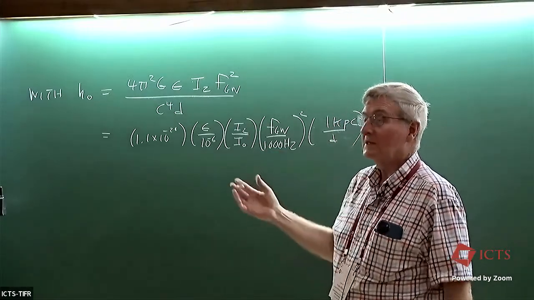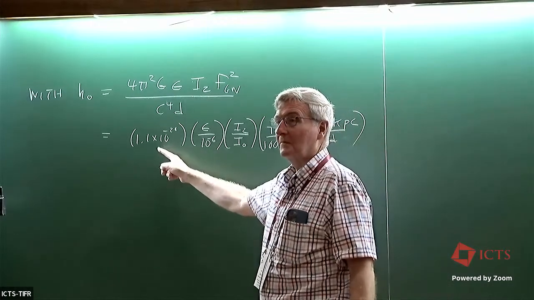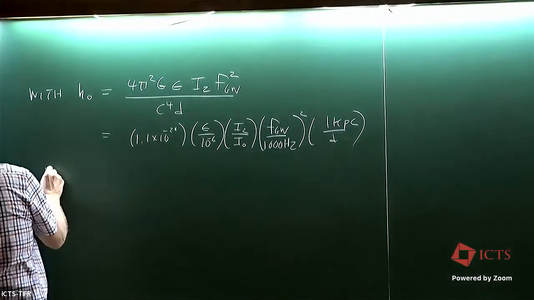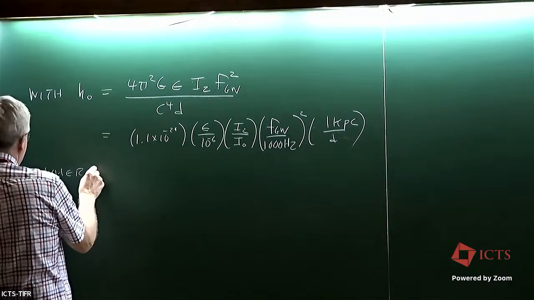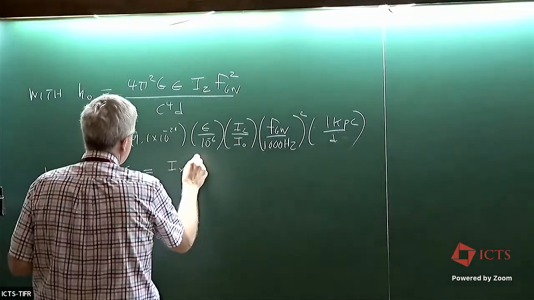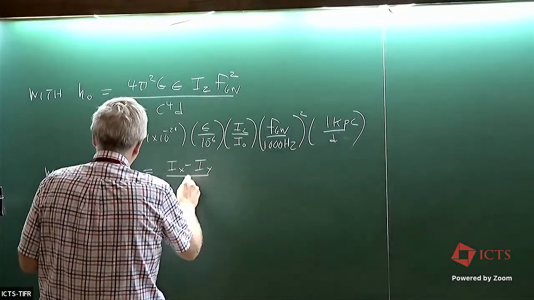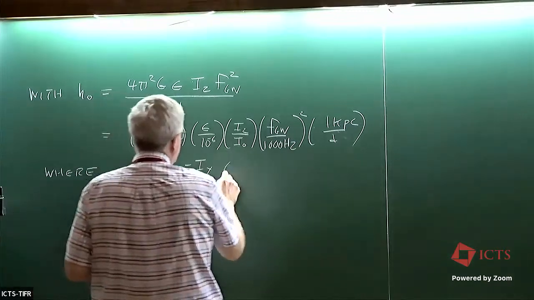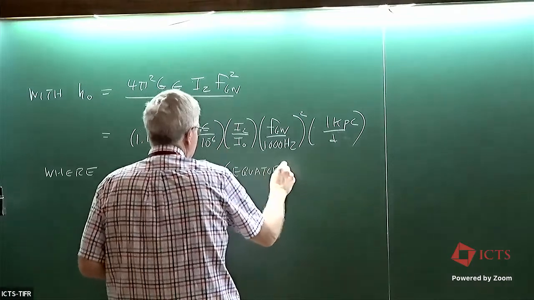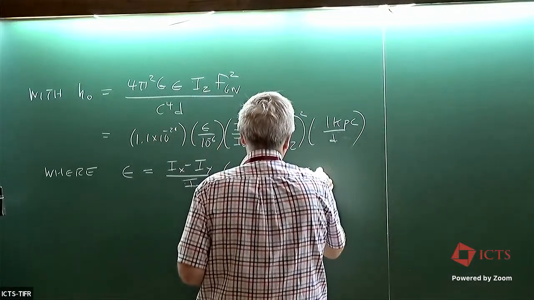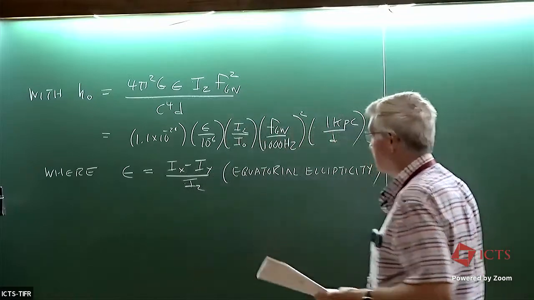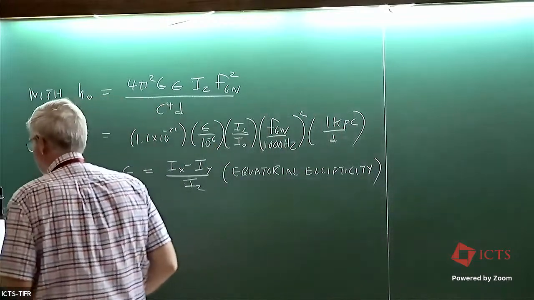Now, by modern standards, that's a pretty loud signal, 10 to the minus 24. We routinely get below that in our sensitivities. Now this epsilon parameter, I think we should introduce that also, is the difference between Ix and Iy divided by Iz. We normally just call it the ellipticity, but strictly speaking, it's the equatorial ellipticity to distinguish it from the poloidal ellipticity associated with the oblateness of the star around its spin axis.